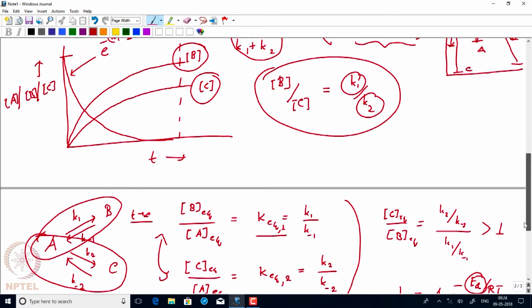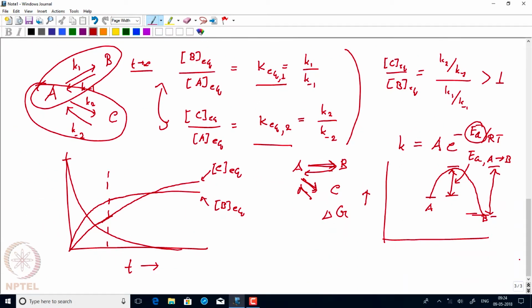However, it may so happen that in a longer time, as B accumulates, the reverse reaction also happens. Initially, going from A to C had a very high barrier, but thermodynamically C is more stable than B, the way I have drawn here. As you can see in the free energy diagram, the free energy of product C is much lower, so product C is much more stable than product B. So what we can say here is that initially, everything is dictated by the activation energy for the forward reactions.